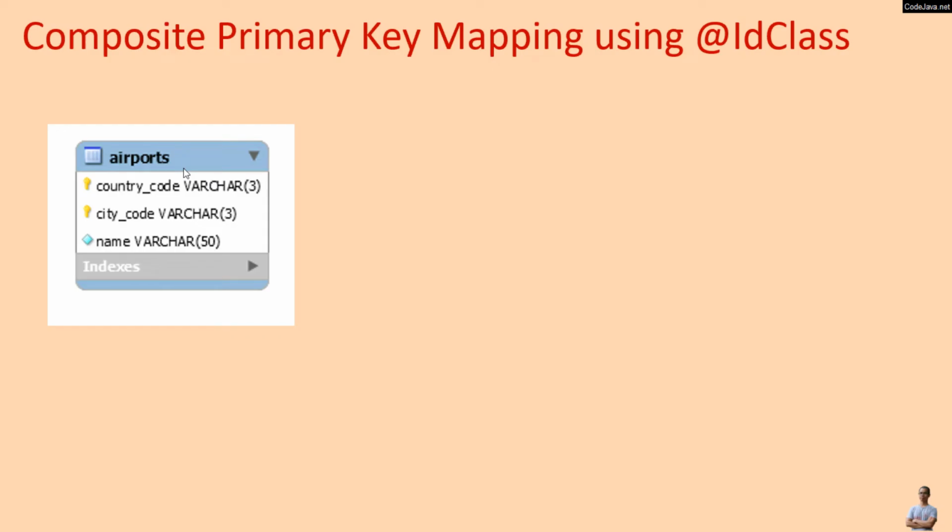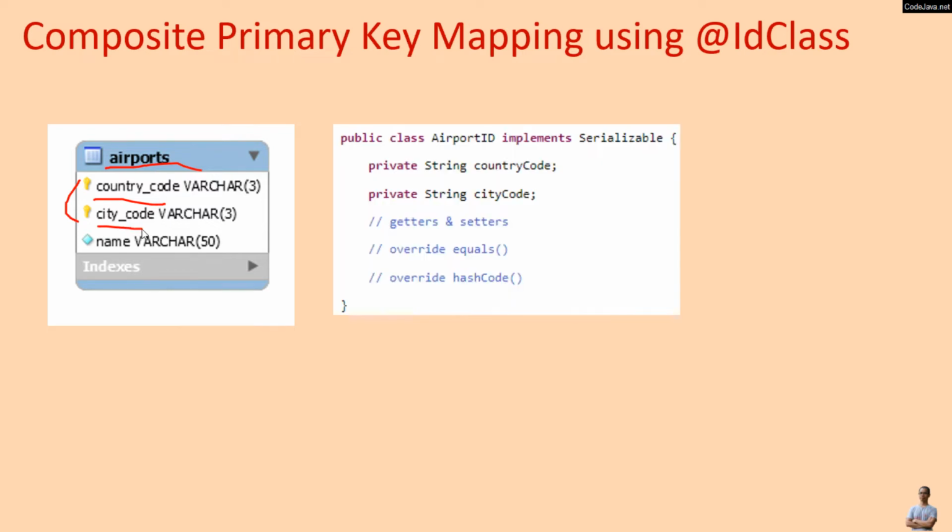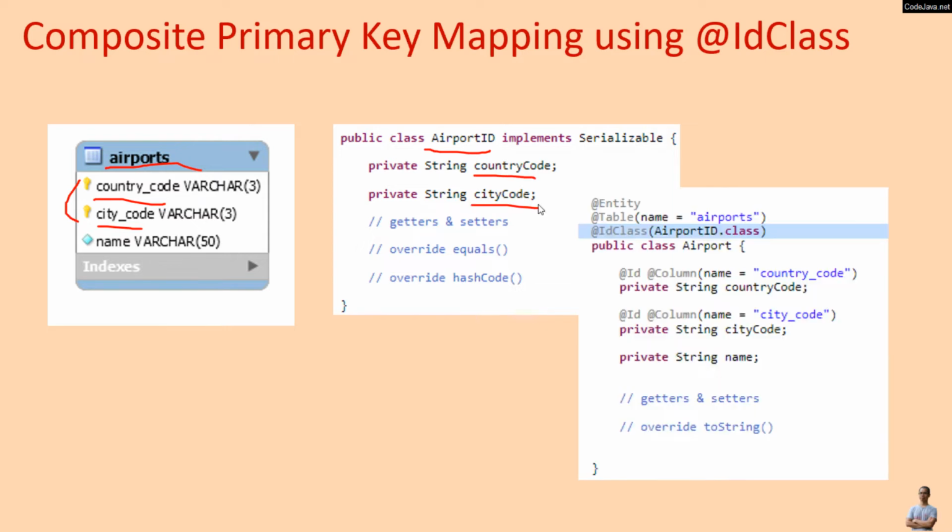Now, I'm going to show you how to implement composite primary key mapping using the ID class annotation. Suppose that we have the table airports that has a composite primary key like this. It consists of two columns, country code and city code. And in Java code, we need to declare an ID class like this, AirportID, that consists of two fields that map to the corresponding columns in the table, country code and city code. And then in the entity class, we need to use the ID class annotation, specify the ID class name here. And in this entity class, we also need to redefine the mapping columns in the composite primary key, country code and city code, you see.